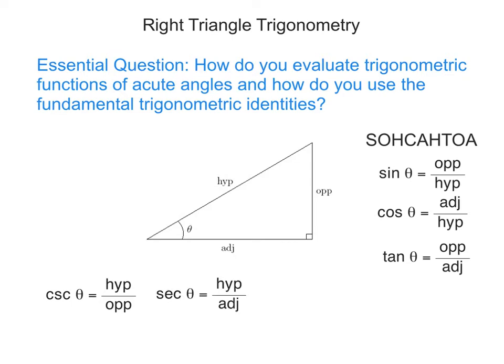The next function is secant theta, and secant theta is defined as being the hypotenuse over the adjacent. Again, notice that this is the exact inverse of what cosine is. Cosine is adjacent over hypotenuse. Secant is hypotenuse over adjacent. And then the last of the six trig functions is cotangent, and that is equal to adjacent over opposite. As you might expect, this is the exact inverse of what tangent is. Tangent is opposite over adjacent. Cotangent is adjacent over opposite.